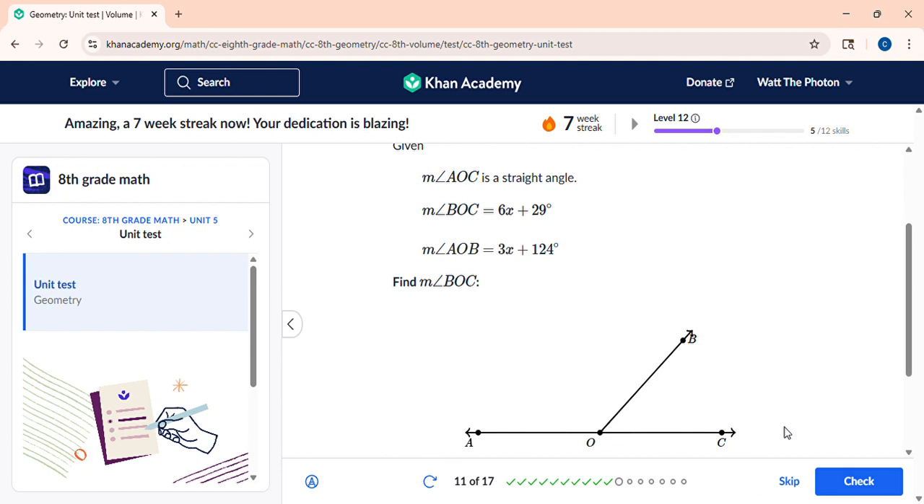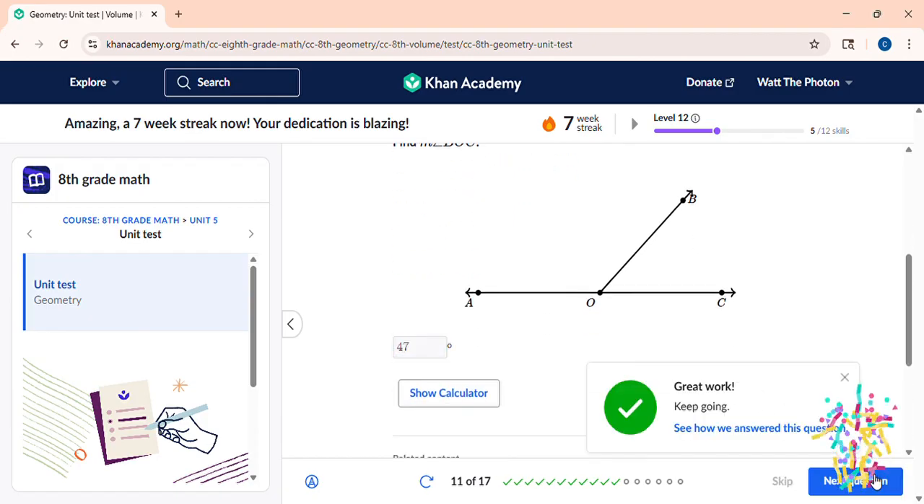BOC is 47. And we're going to plug this back in. We have 3 times 3 plus 124, so that's 9 plus 124. Add 47 to that, and you get 180. So this angle plus this angle equals 180. So 47 must be right.